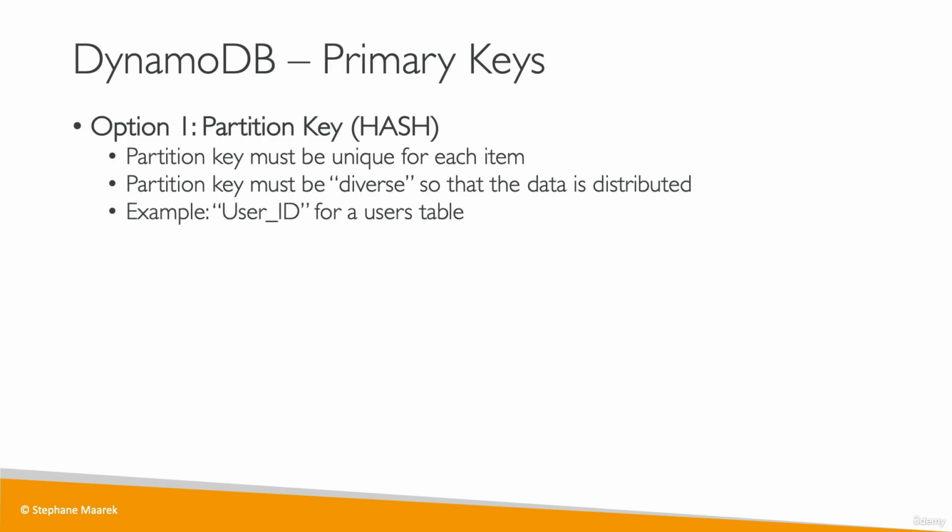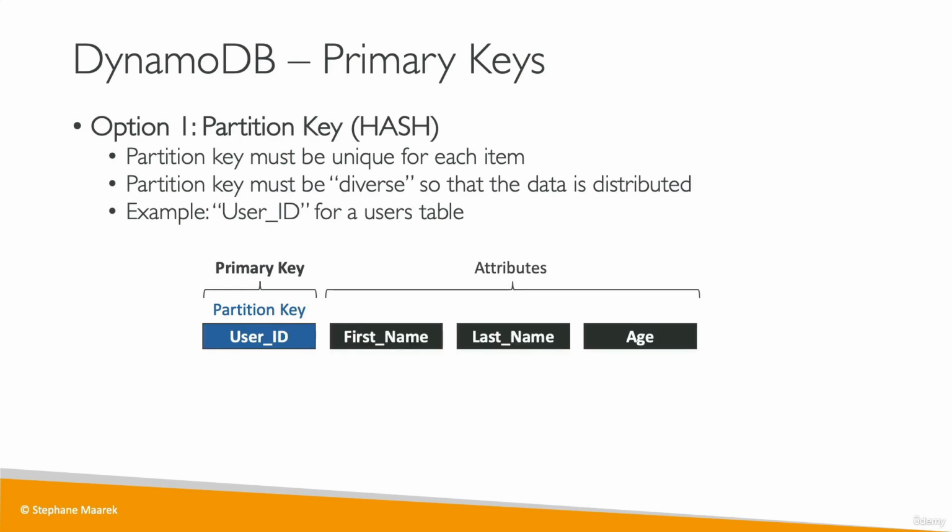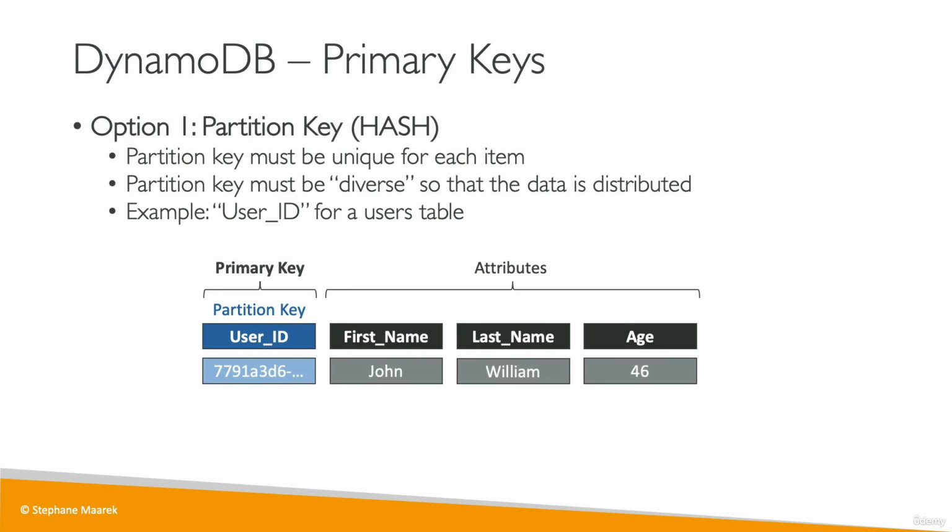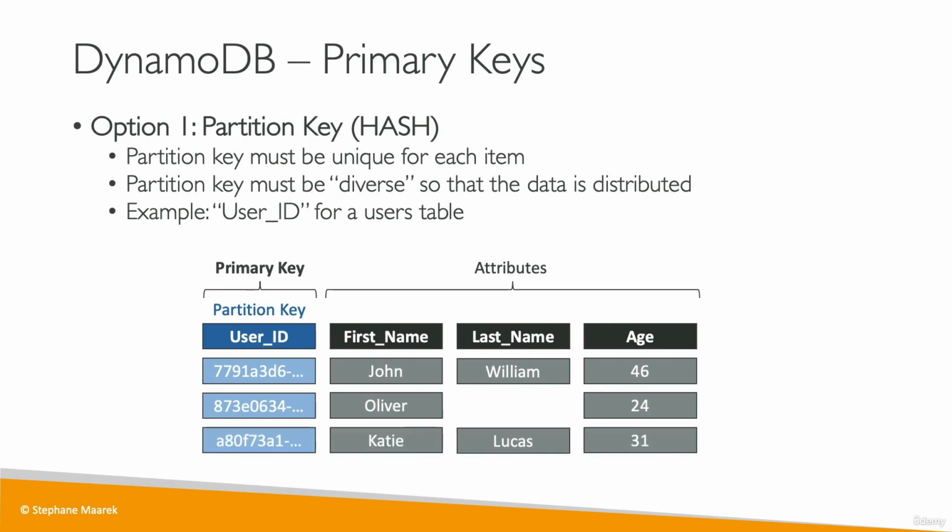For example, if you consider user ID for a users table, then we can have the partition key as being user ID, and the attributes as being first name, last name, and age. And then you have your first user ID with some attributes being filled out. Your second user ID, as you can see, does not have a last name, but this is fine in DynamoDB. And the third partition key, yet again, has three attributes attached to it. So this is what DynamoDB looks like. It looks like a database for now. It's pretty easy.